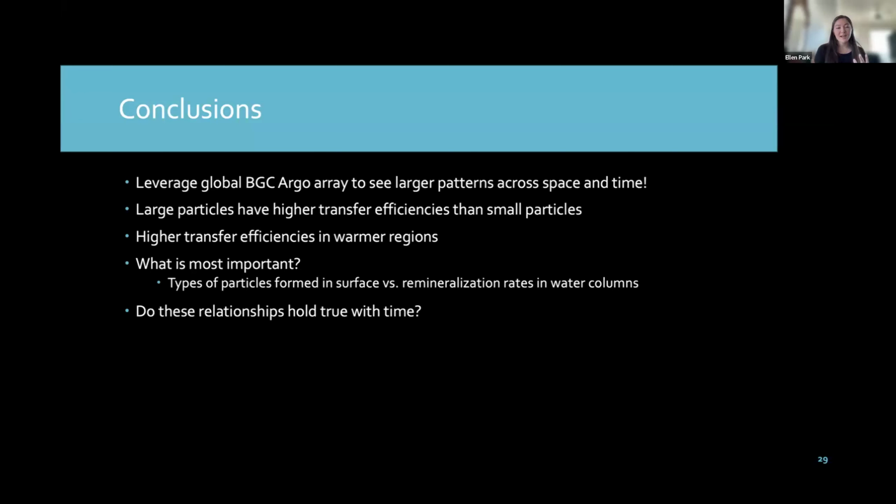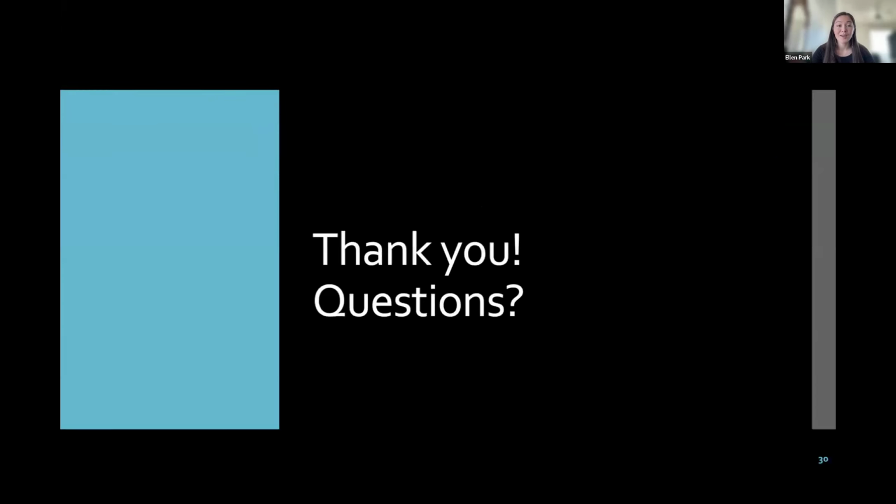For that analysis, we were looking at the climatological average, but it'll be interesting to see if those kinds of relationships hold true through that annual cycle or bloom period.